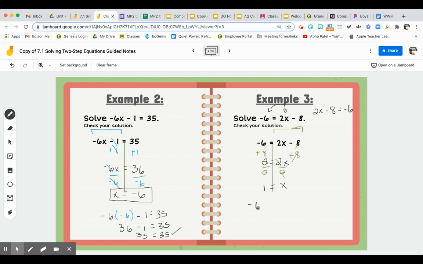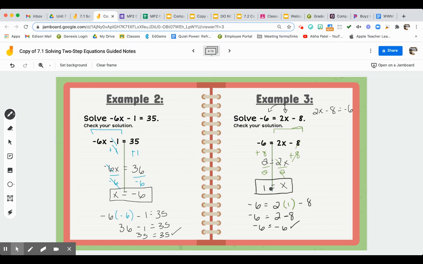Negative 6 is equal to 2x. Nope, not 2x. What am I doing? We are checking our answer. Times 1, minus 8. So negative 6 is equal to 2 times 1, which is 2, minus 8. Negative 6 is equal to 2 minus 8, which is negative 6, so we are good. So this is the right answer.